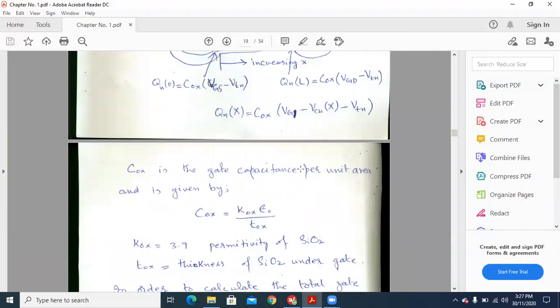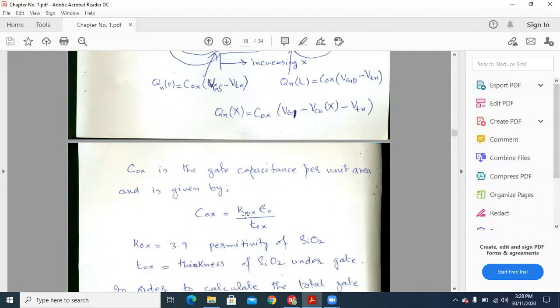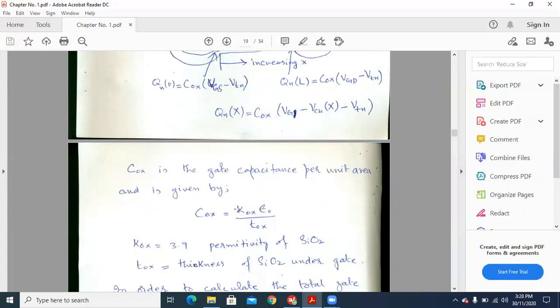So what about this value of COX? The value of COX can be found by this relationship, because the capacitance of the oxide layer depends on the parameters: the permittivity of silicon dioxide, which is relative to the permittivity of free space, and the thickness of the oxide layer. If we know the thickness of the oxide layer and these two parameters, we can find the value of COX.